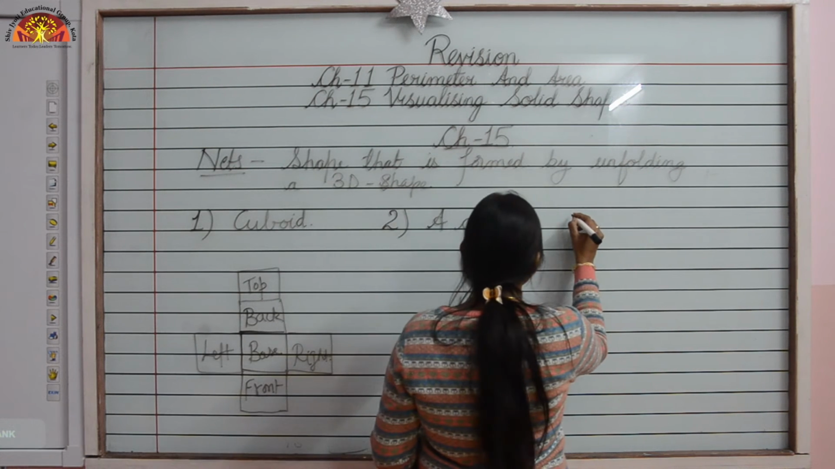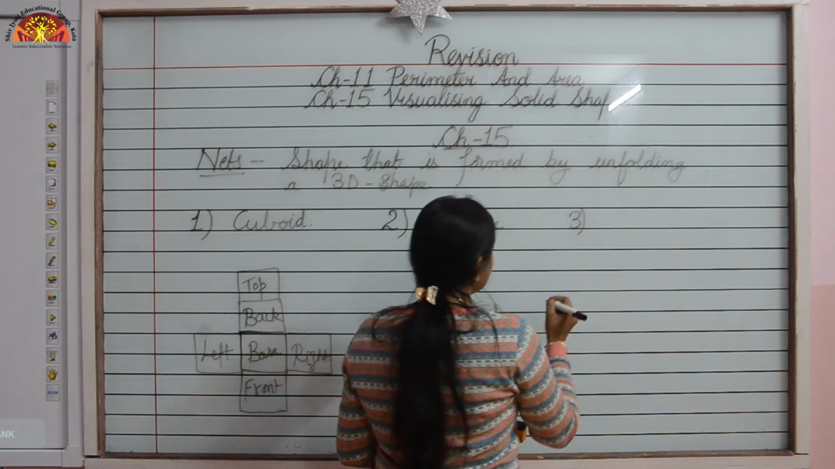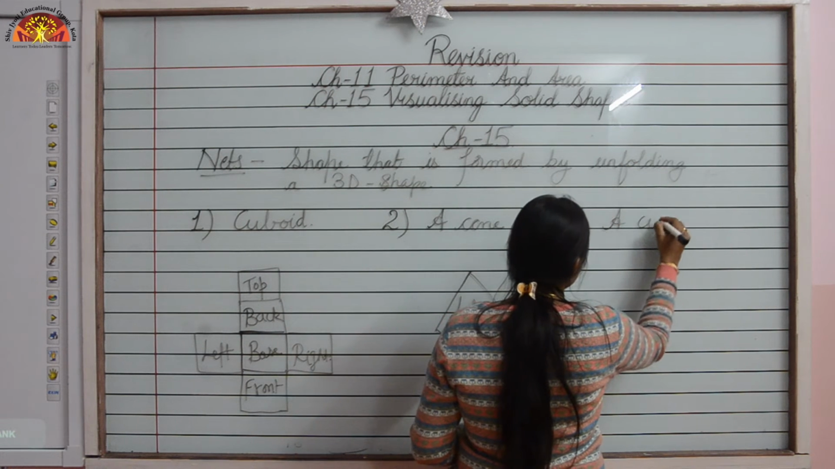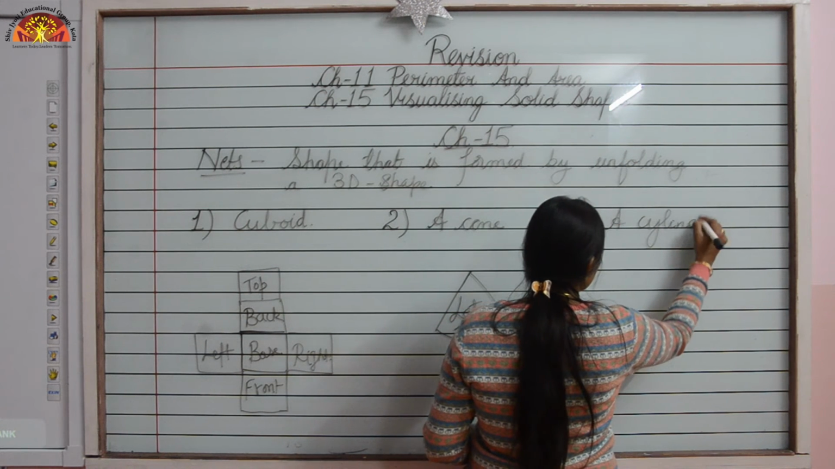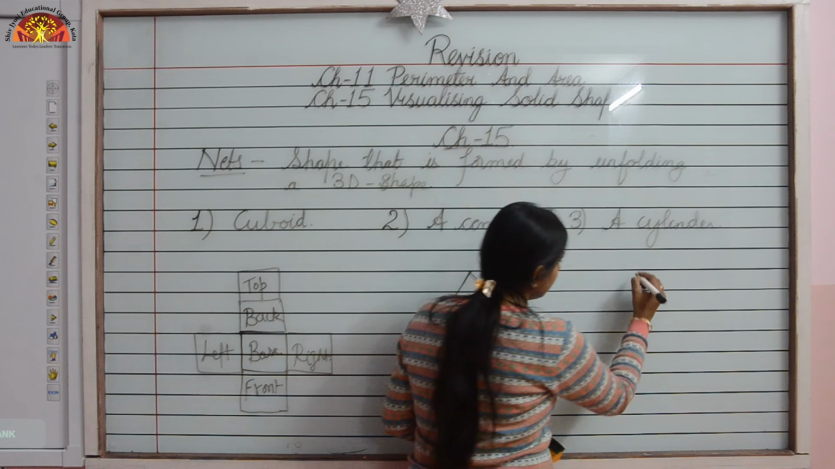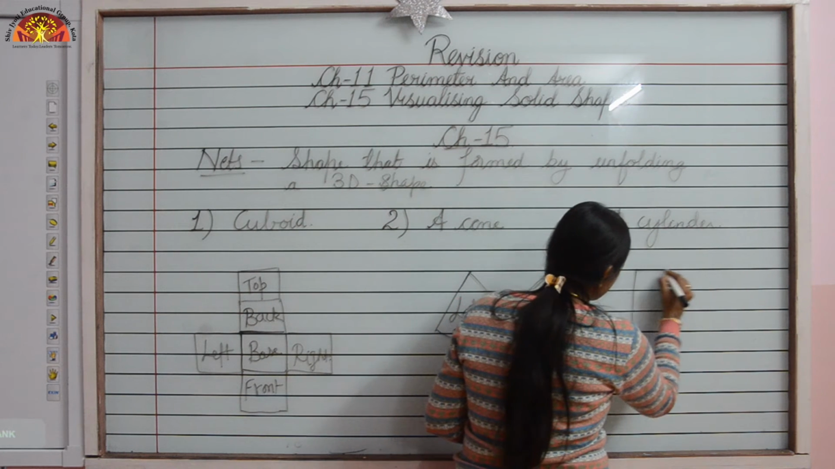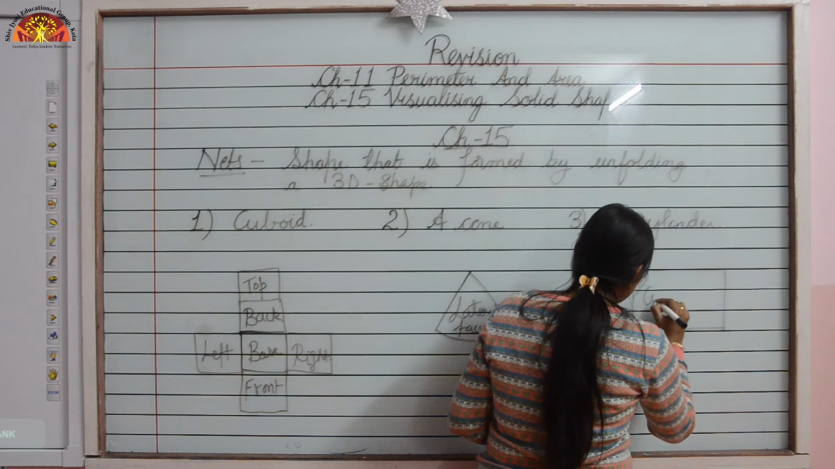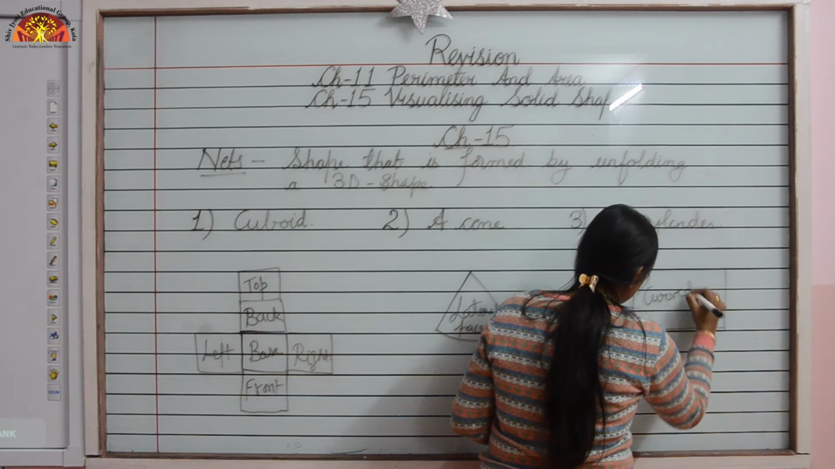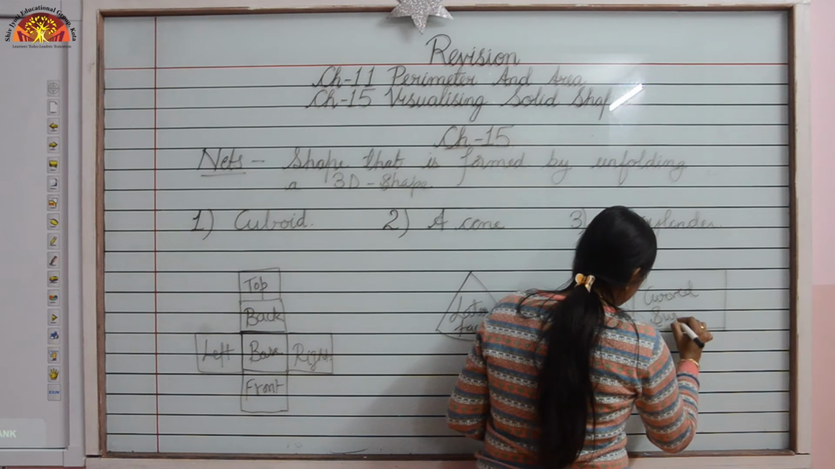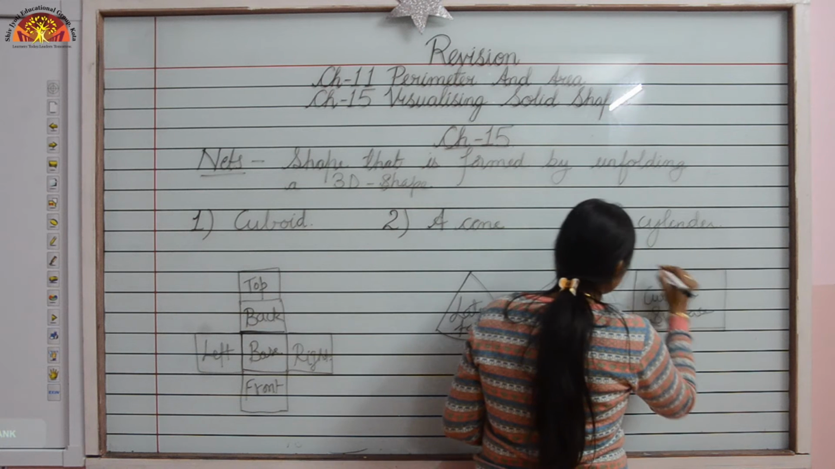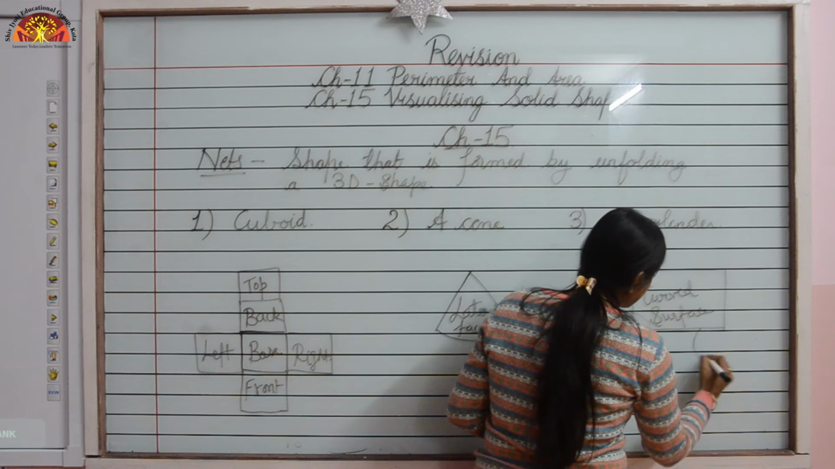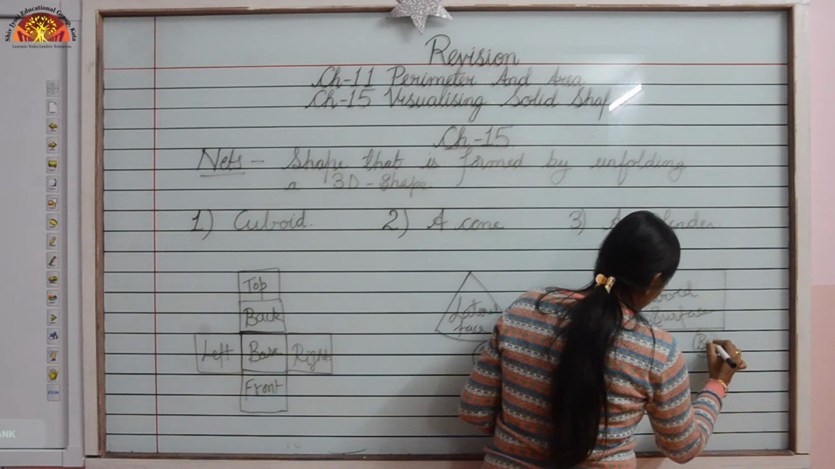Now last we will talk about the net of a cylinder. Net of a cylinder. So just see, this is the curved surface. This is the top and this is the base, okay.